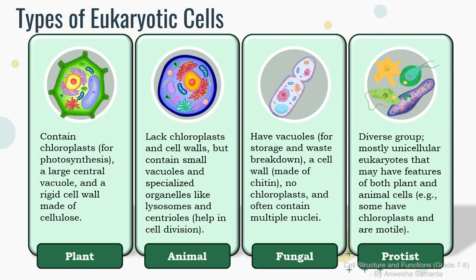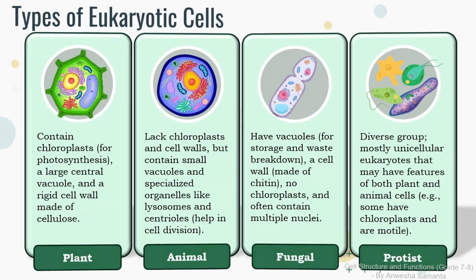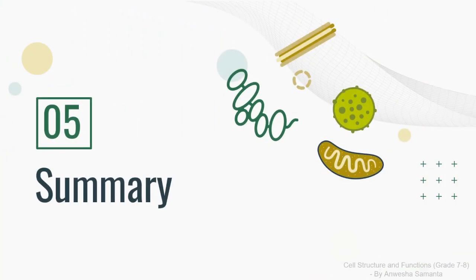Protists are a diverse group. Most are single-celled, but some act like plants with chloroplasts, and others act like animal cells. Now let's wrap up this lesson with a summary.